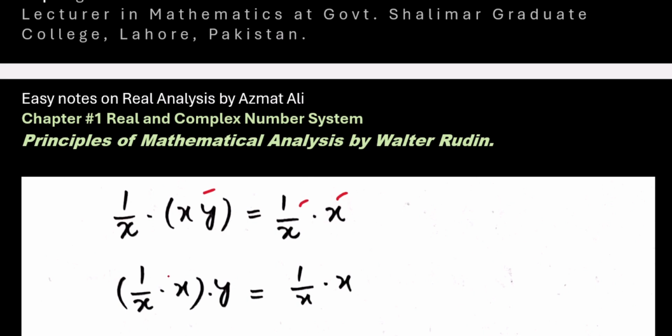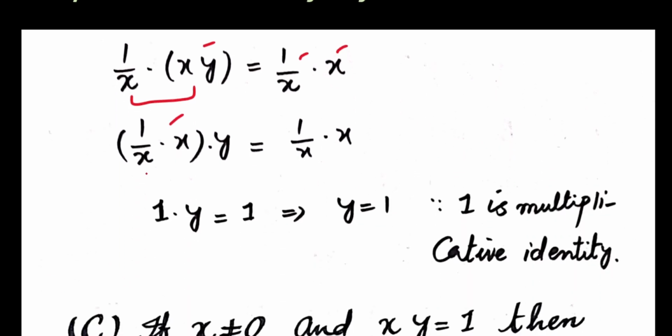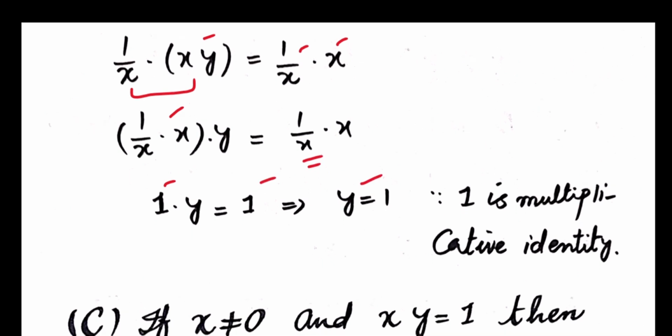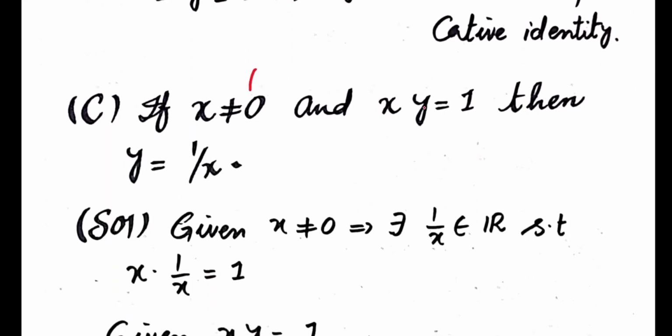By using the associative property, we can combine these two terms. So 1 over x and x gives 1, this becomes 1 into y, and this is equal to 1 over 1. That is, y is equal to 1. Its C part is, if x is non-zero and the product xy is equal to 1, then y is equal to 1 over x.